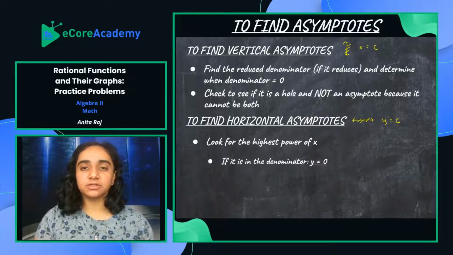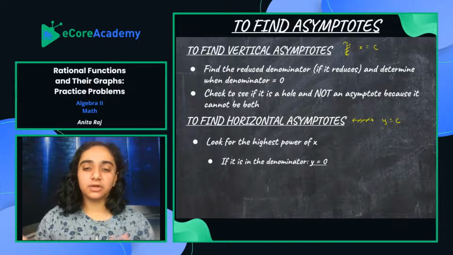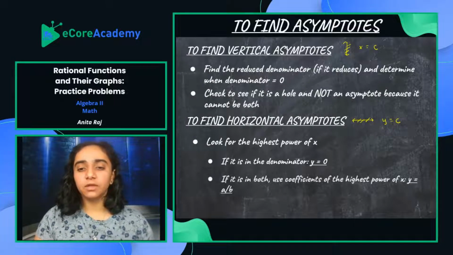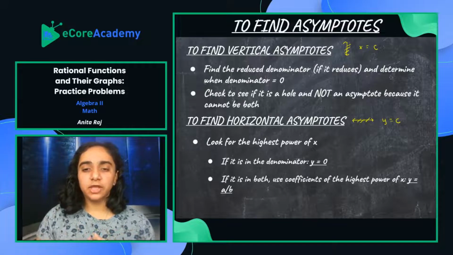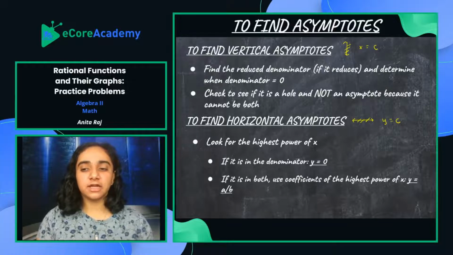It's just a similar thing. So whenever you think you're going to be left with a fraction because the denominator is bigger, then you're going to have a horizontal asymptote at y equals 0. If the degrees of both the numerator and denominator are equal to each other, you're going to use the coefficients of the highest power of x.